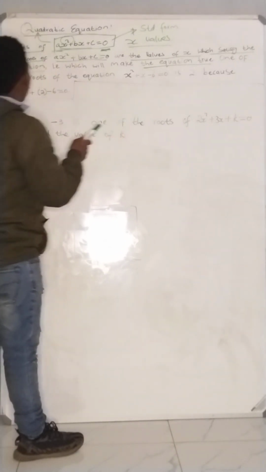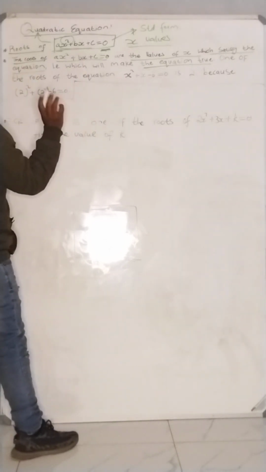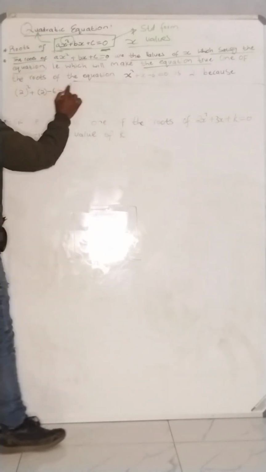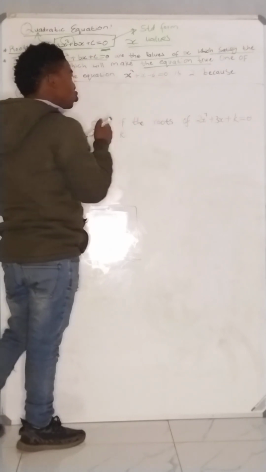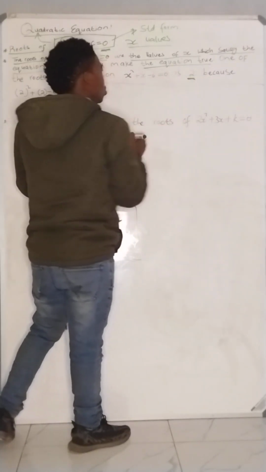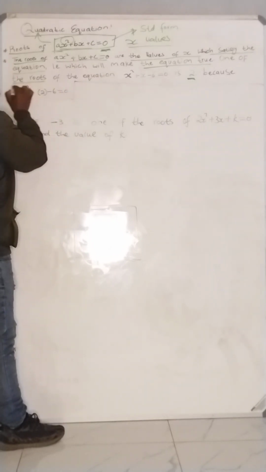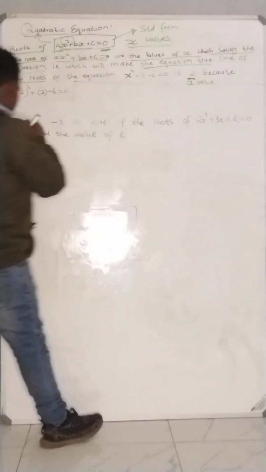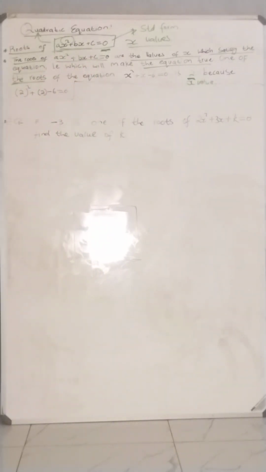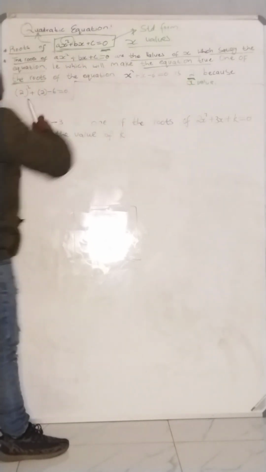Now they went ahead and gave us an example. In this type of example, they say to you one of the roots of the equation x squared plus x minus 6 is equal to 0 is 2. One of the roots, meaning 2 will be the x value. Remember that when you see the roots, it is actually the x value, right?